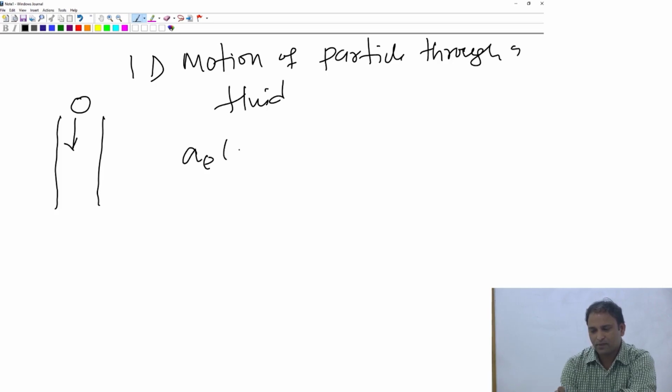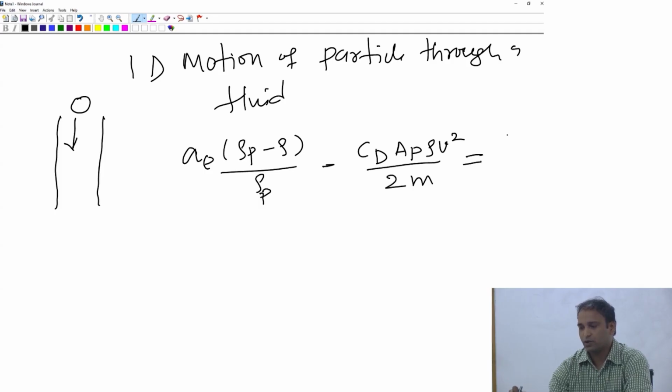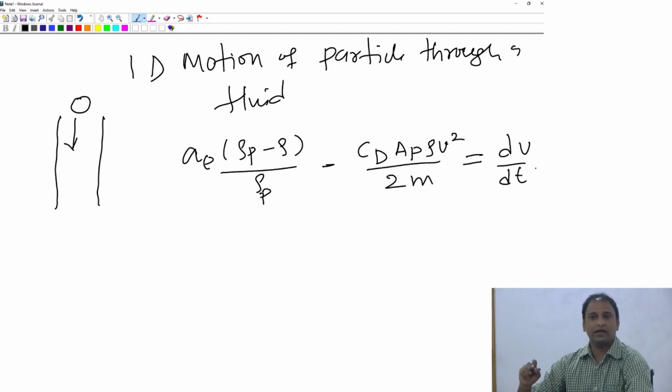a_E times (rho_p minus rho) divided by rho_p, minus C_D into A_P into rho v square by 2 times m, was equal to dv by dt. That's the working equation. Everybody knows how to get this. Now, as I was saying, this equation is a general equation which is valid for particles of any shape, and for any fluid-particle combination.